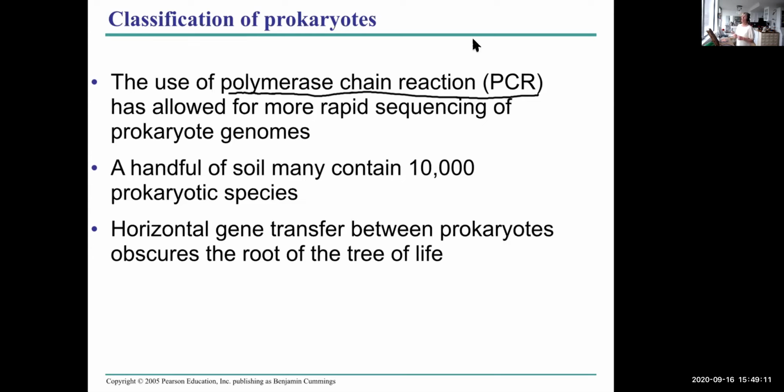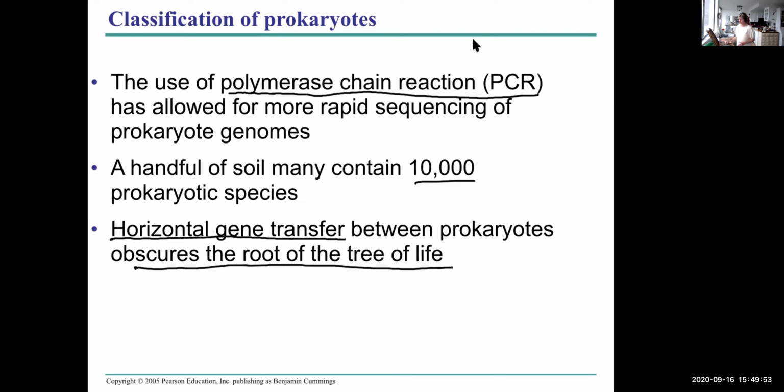The human genome was sequenced around 2003. I think it took 10 years. Now you can sequence DNA in a matter of hours, and sometimes less if it's a small genome. So we know that there are many species, and the exchange of DNA via the pili is known as horizontal gene transfer. It kind of obscures the root of the tree of life of bacteria because they are exchanging DNA.